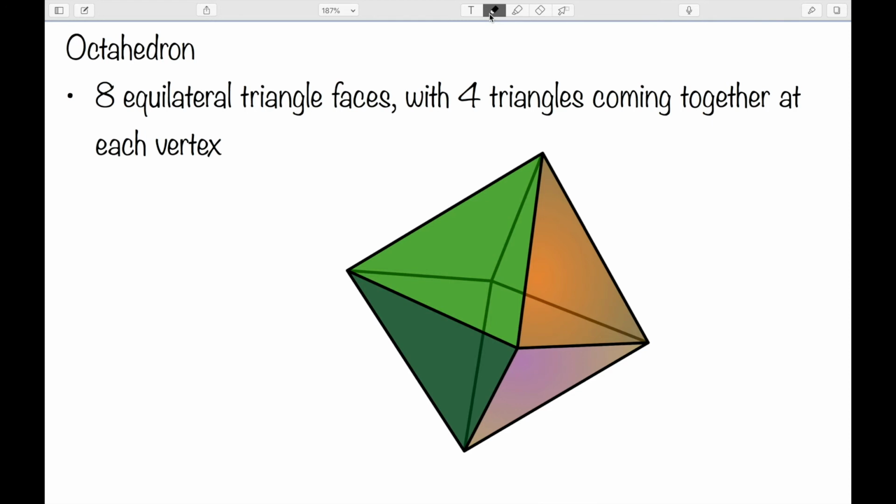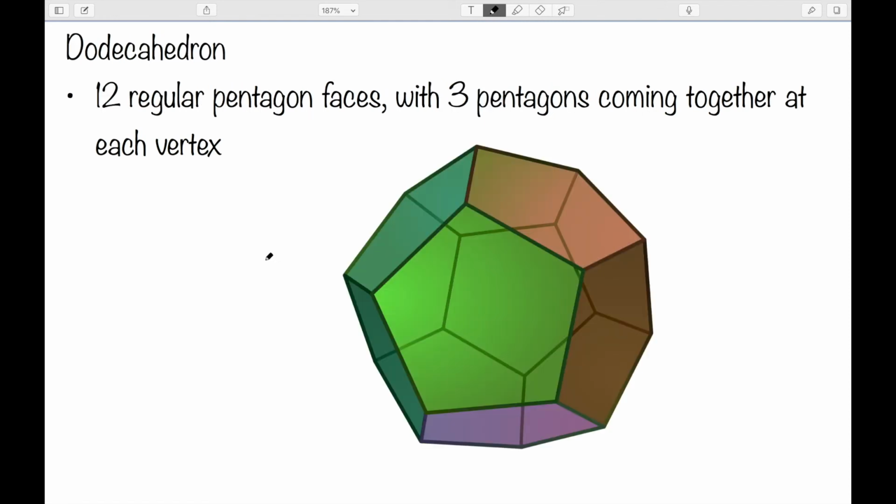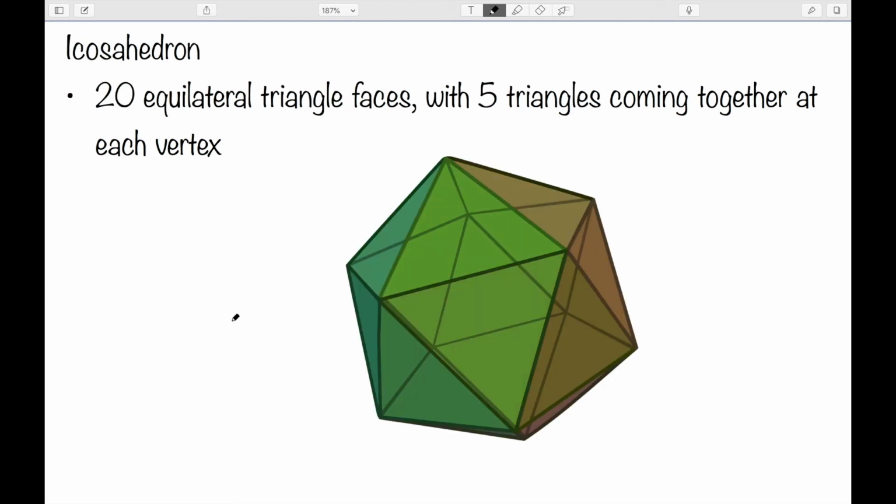An octahedron, which has 8 equilateral triangle faces with 4 triangles coming together at each vertex. A dodecahedron, which has 12 regular pentagon faces with 3 pentagons coming together at each vertex. And finally, an icosahedron, which has 20 equilateral triangle faces with 5 triangles coming together at each vertex.